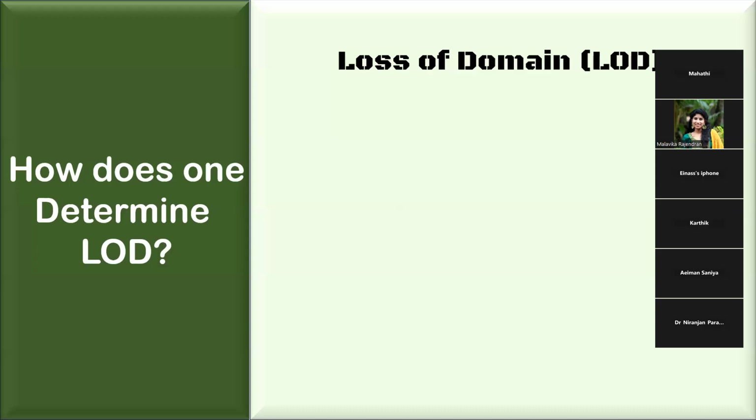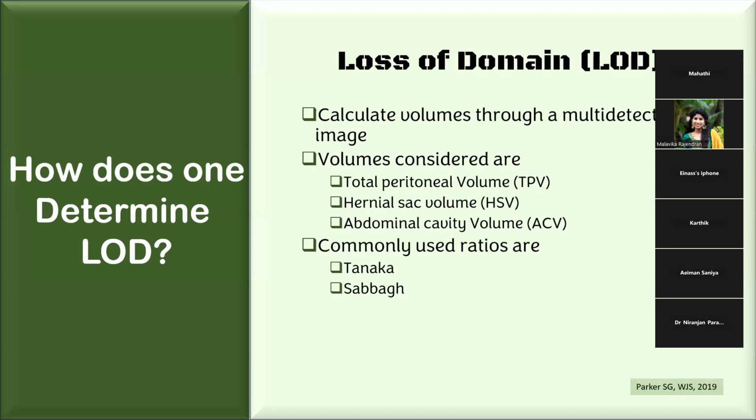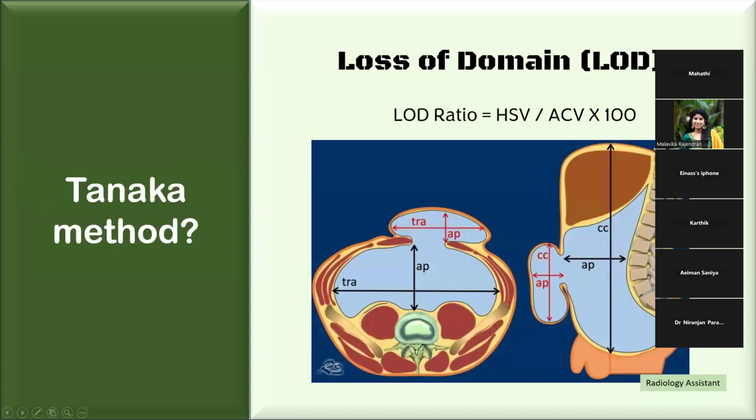What is the total abdominal cavity that you're talking about? Can you remember the names of these? There are two main ways which it is described. There are many, but these are the two main ones. You have to understand certain volumes that are mentioned in this: total peritoneal volume, hernial sac volume, abdominal cavity volume. These are the three things that you have to know. The commonly used ratios are the Tanaka and the Sabag. Tanaka method is this.